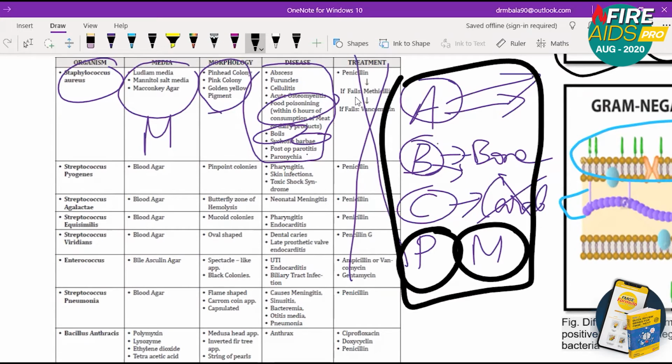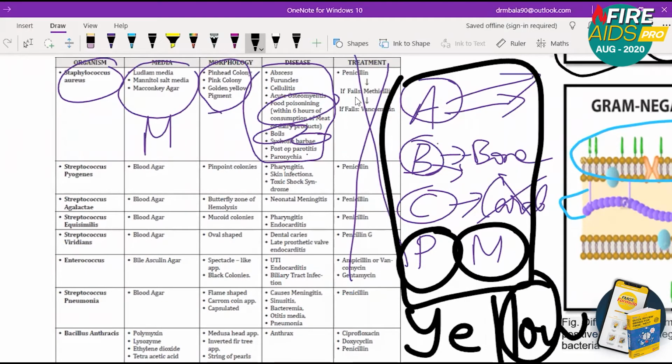After this, ABCPM, you must remember yellow. So L stands for Ludlam media. Y stands for yellow, so golden yellow pigment. L is for Ludlam media. ABCPM yellow covers everything. I hope this is clear. So that's it about Staphylococcus aureus.